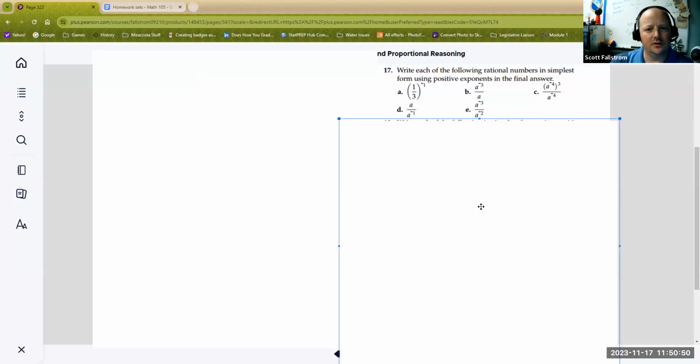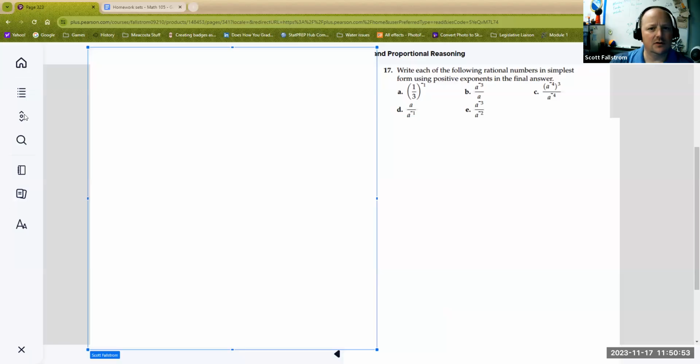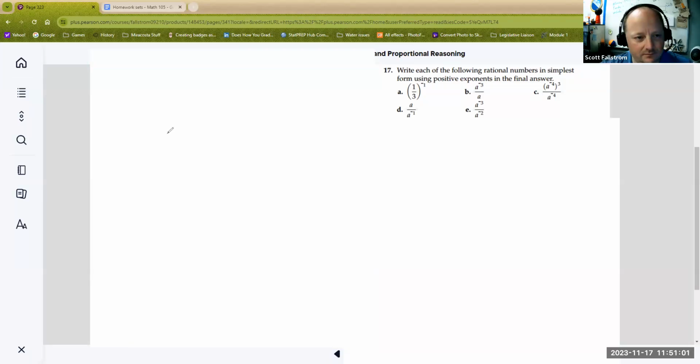So if we are interested in writing these in simplest form using positive exponents only, I think it's good to remember what a negative exponent is. Just a brief refresher: if I had the number 3 and I raise it to the second power, we're thinking of 3 multiplied by itself 2 times. So the exponent, in this case a 2, represents this repeated multiplication. That would be a positive exponent. So 3 to the first power would be 3 multiplied by itself 1 time.